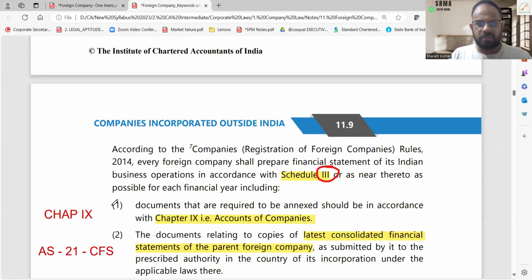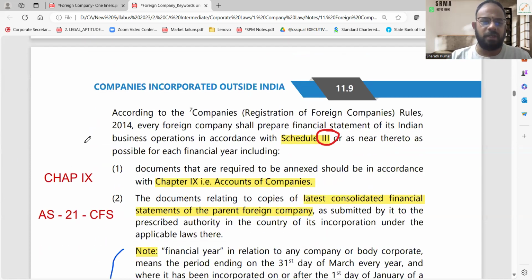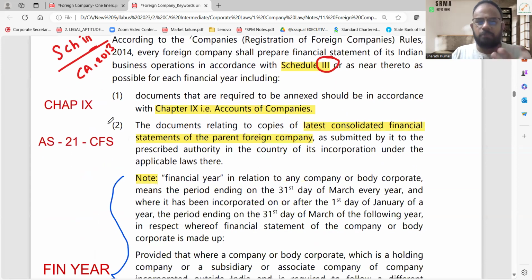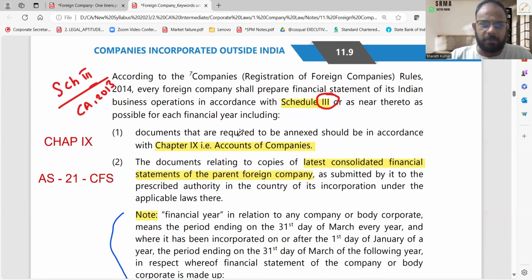Okay. For this, Schedule 3 has to be followed. Schedule 3, you already know, is the financial statements format of the Companies Act. Schedule 3 is as per the Companies Act only. Correct? Some people don't even know which Act a schedule is from. So be very careful. How will you bother about documents? Books of accounts is as per what? Chapter number 9. AS 21. Consolidated financial statements also are important because of the parent foreign company.